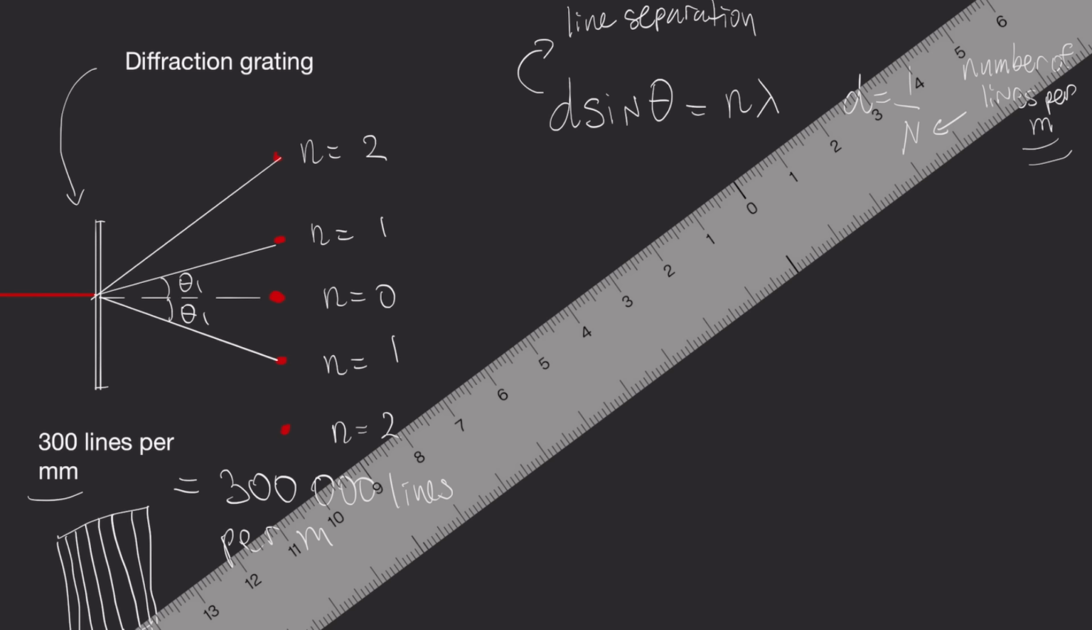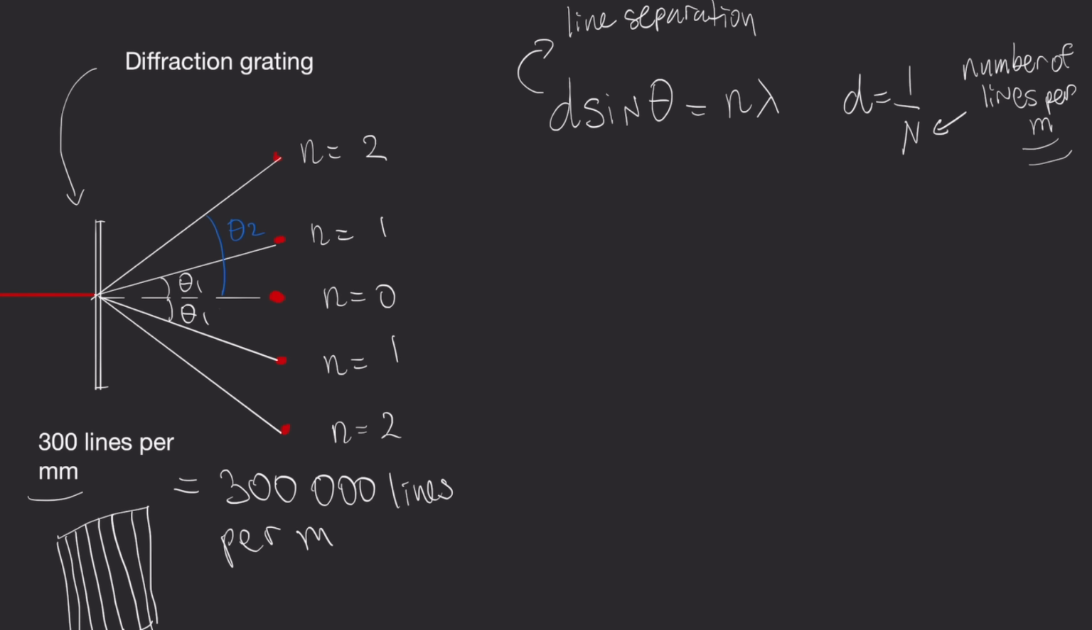Let's use a different color, like so. This one here is theta 2. Correspondingly, this angle here will also be equal to theta 2.